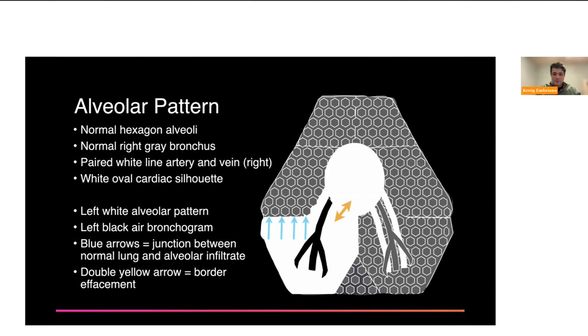It also border effaces with anything that's the same opacity touching it. So the cardiac silhouette in this case is soft tissue opaque. So is this alveolar pattern. They're touching. Now we have border effacement.